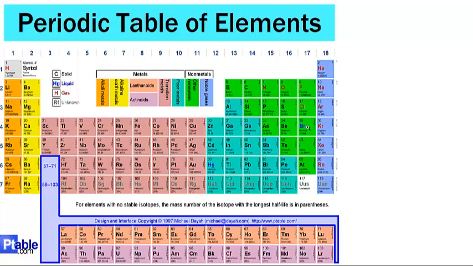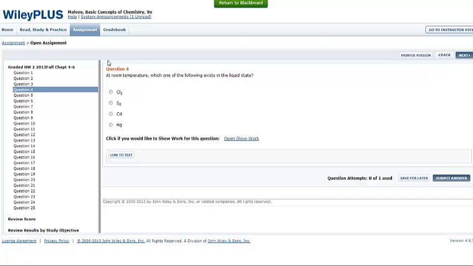One of the liquids, with the exception of the other exception over here, is mercury. In this periodic table, that's why they are in blue, the gases are in red, and solids are in black. So at room temperature, which of the following is in the liquid state? You can choose, it's mercury.